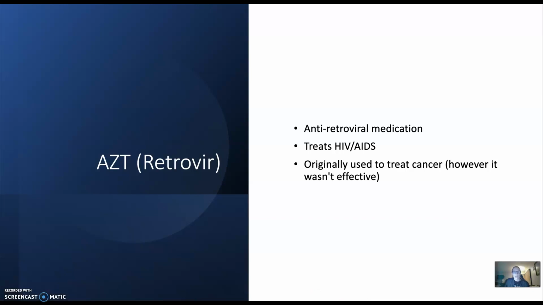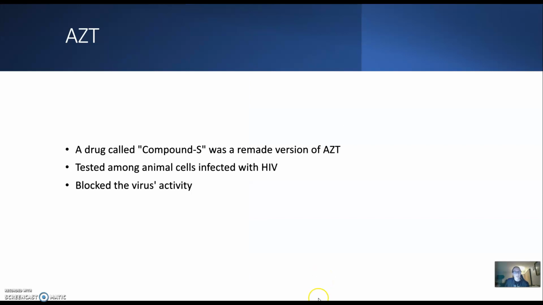It's an antiretroviral medication. It treats HIV and AIDS. It was originally used to treat cancer, however, it wasn't effective, so they had to stop using it for that specific purpose. AZT is a drug called Compound S, was a remade version of AZT. This medication was tested among animal cells infected with HIV, and it was found that it blocks the virus's activity.